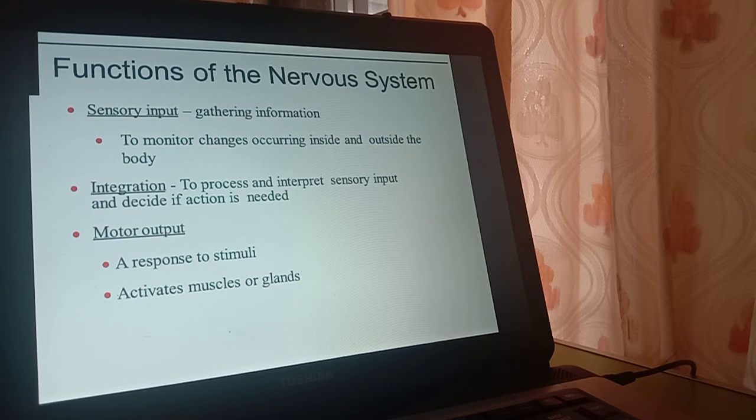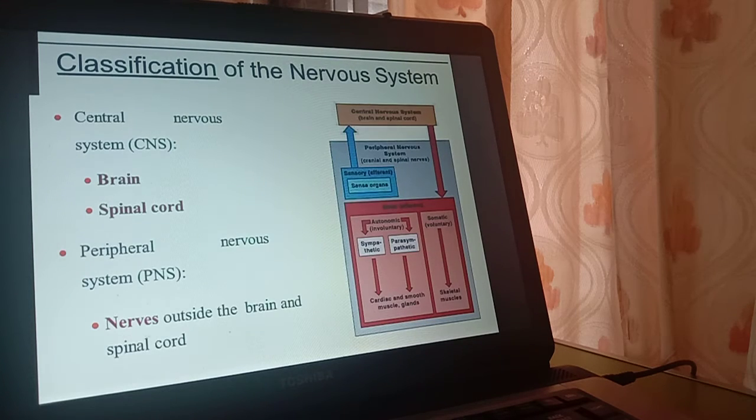Next is the processing and interpreting of these sensory inputs, and deciding what action is to be taken, that is what we call integration. And finally, the response to the stimuli, which could be the activating of muscles or glands, we call that the motor output. So the functions of the nervous system are mainly sensory input, that is to collect the information, then integration, and finally the motor output.